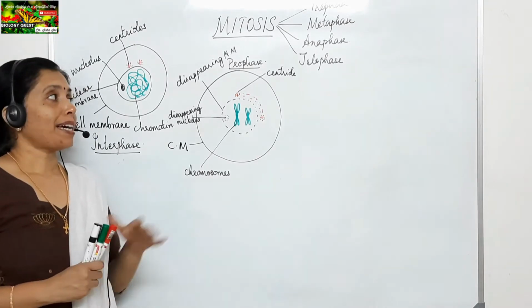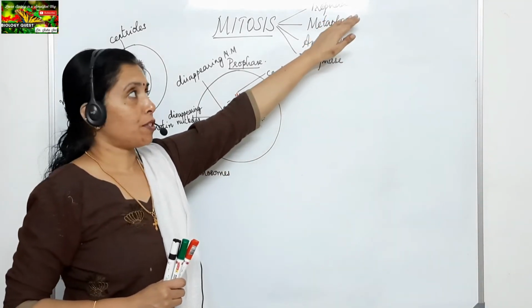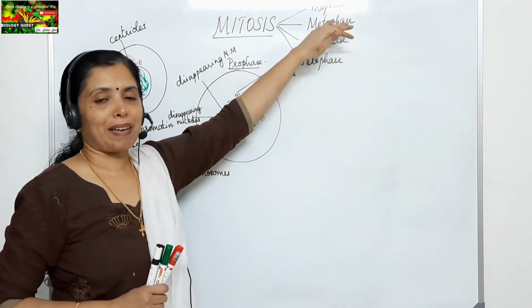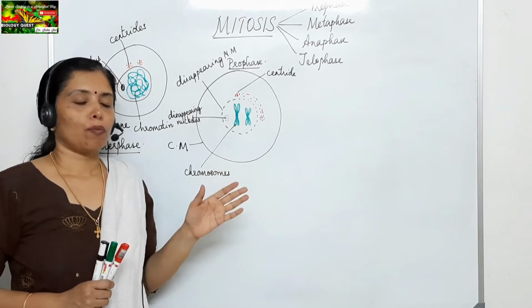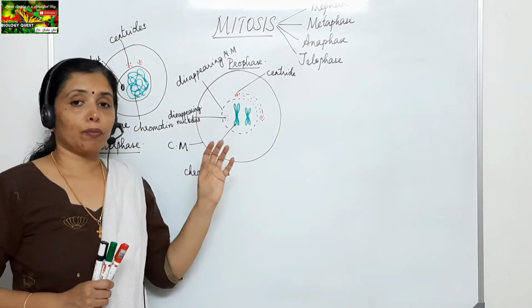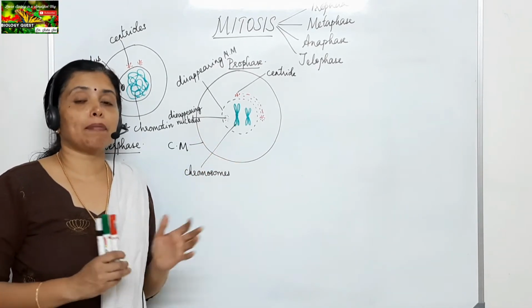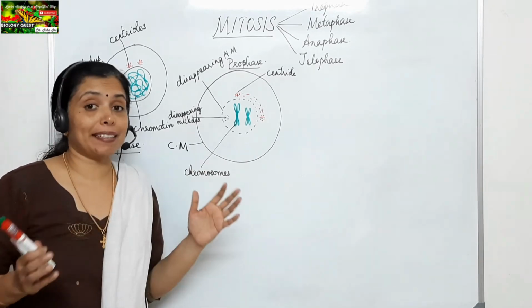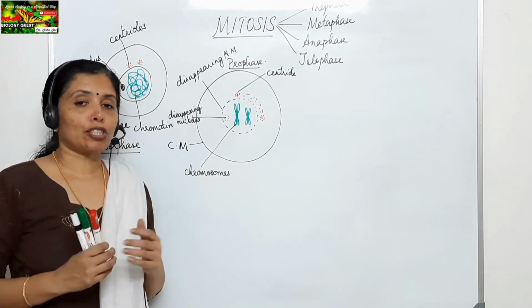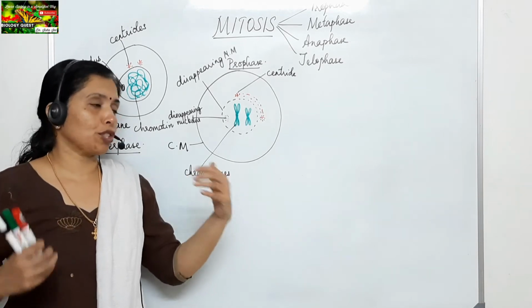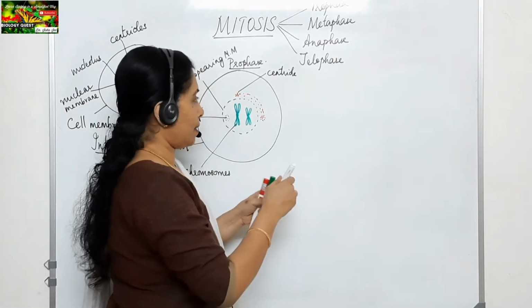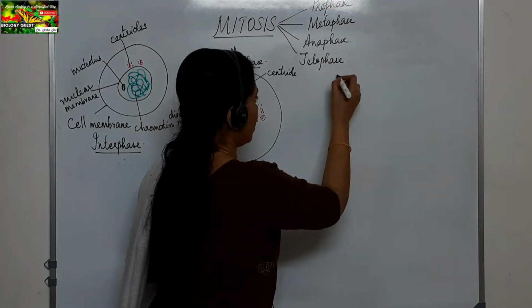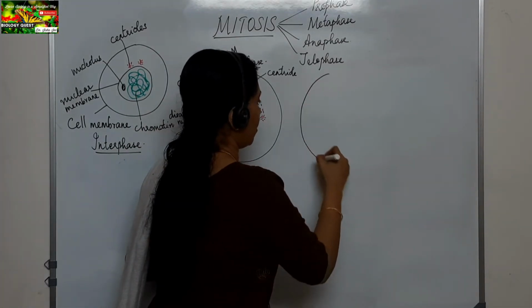Okay. Now, after prophase, which is the next phase? Metaphase. By the end of prophase, what might have happened to the cell? The nuclear membrane and the nucleolus have completely disappeared. The centrioles have moved to the opposite poles of the cell. So, I am just drawing the cell at the second stage, that is metaphase stage.